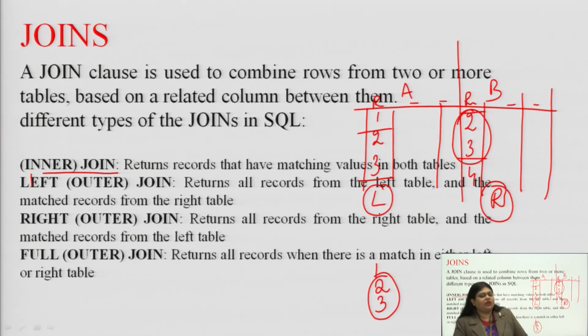Similarly, we have the right outer join. In the right outer join, what do we get? We get all the records from the right table and only the matching records from the left table.